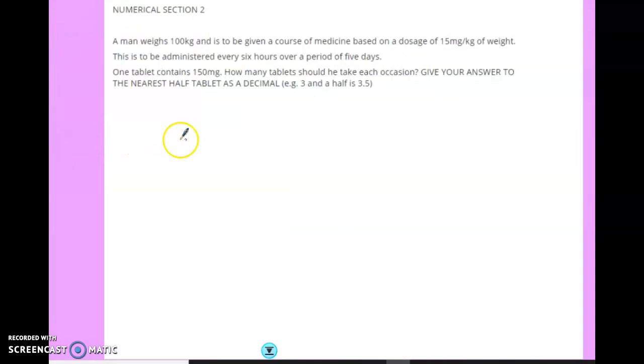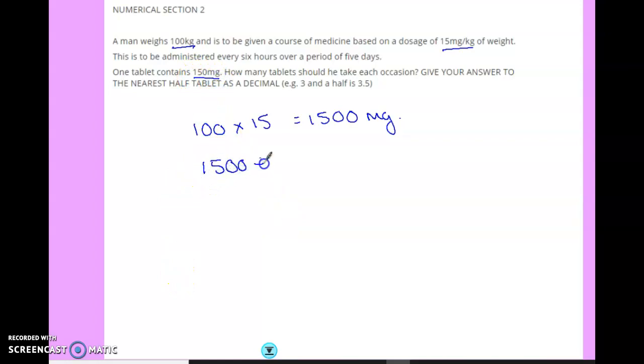Okay, numerical section 2 then. It's the start of our drug calculations. We've got a man that's 100 kilograms and a dose of 15 milligrams per kilogram. So we'll do 100 times 15, which is 1,500 milligrams. One tablet contains 150 milligrams. So I'm going to divide by 150, which is, helps if actually writing the answer, doesn't it? Getting ahead of myself here. 10 tablets in total.